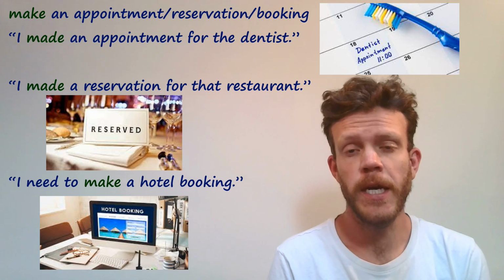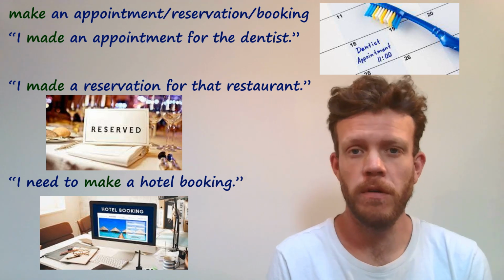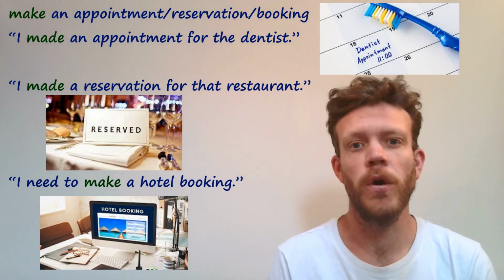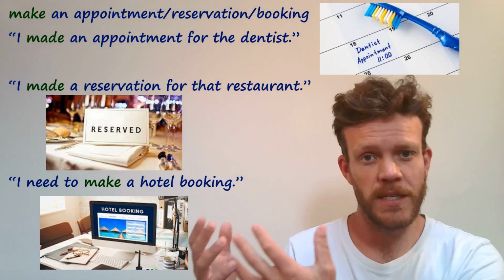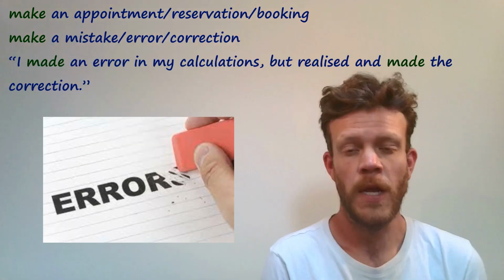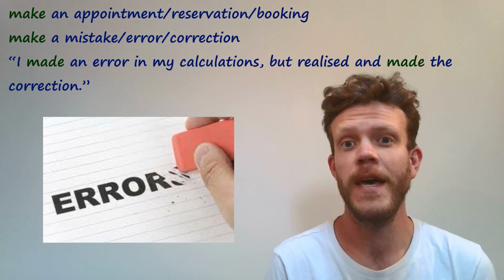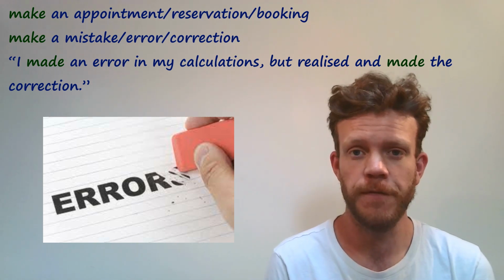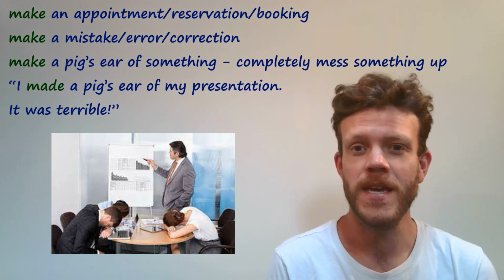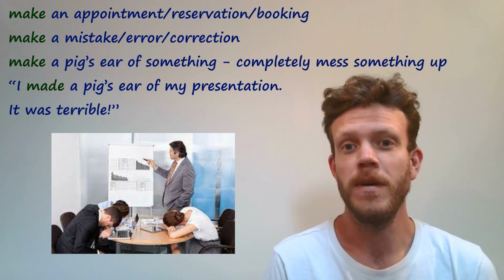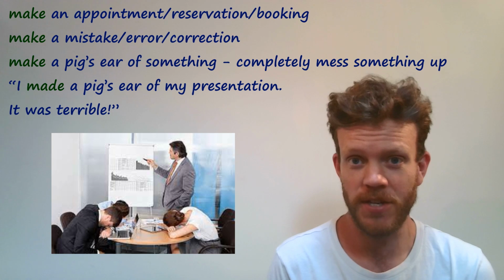So firstly, you make an appointment, something like the dentist, make a booking or a reservation at something like a hotel or restaurant. All of these things to do with creating a time to do something with make. And then like with the original example, make mistakes, make errors, but then also make corrections afterwards. A quite fun one, a nice idiom is to make a pig's ear of something. So I made a pig's ear of that presentation. I created a really bad presentation.